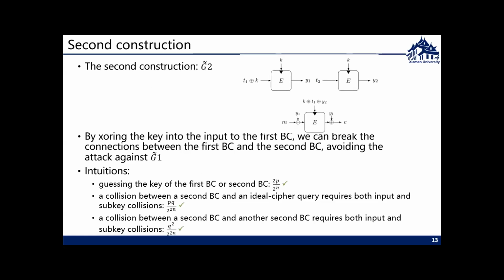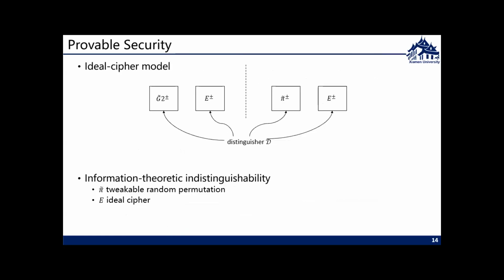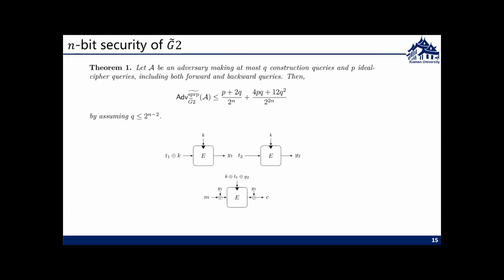And we justify our intuition by a proper security method. We use the ideal cipher model, and we prove that the proposed construction G2 is indistinguishable from a random tweakable permutation with n-bit security. Here is our theorem. Here is the n-bit security construction.